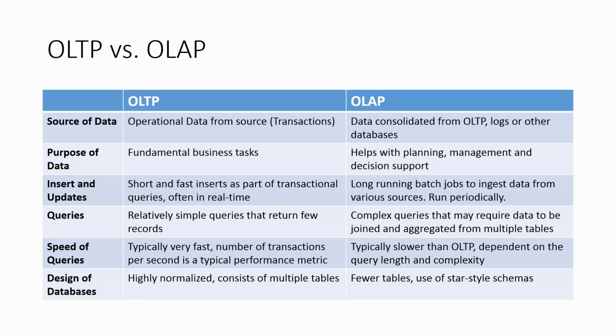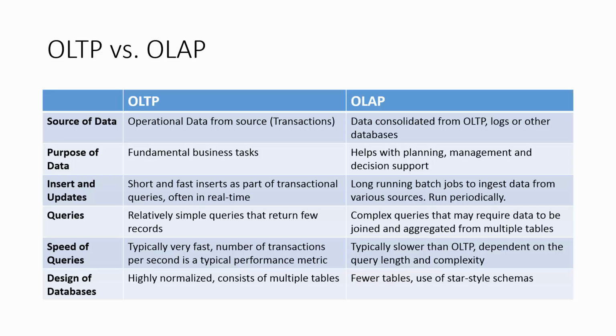When you're required to make a business decision and you want all of the data to support your decision, you usually use an OLAP system to crunch the data and give you numbers on the specific business decisions that you want to make. Inserts and updates on OLTP systems are short and fast because they're part of transactional queries. They happen often in real time.